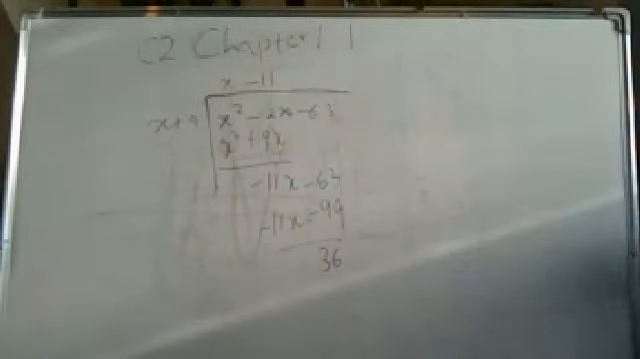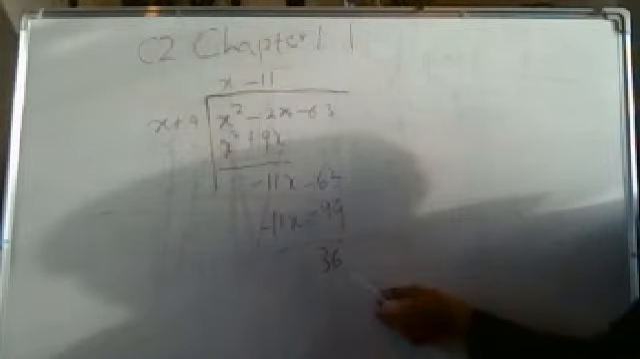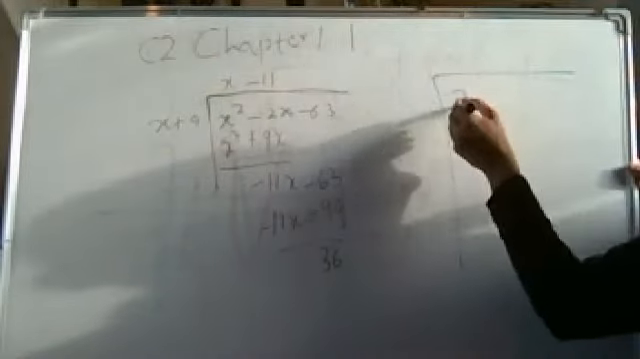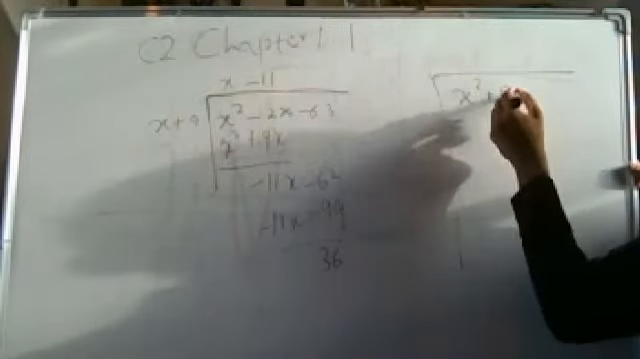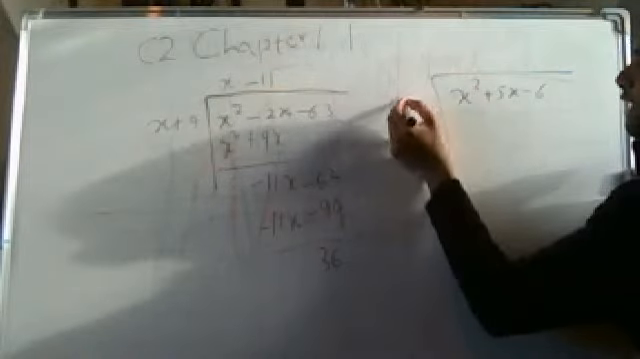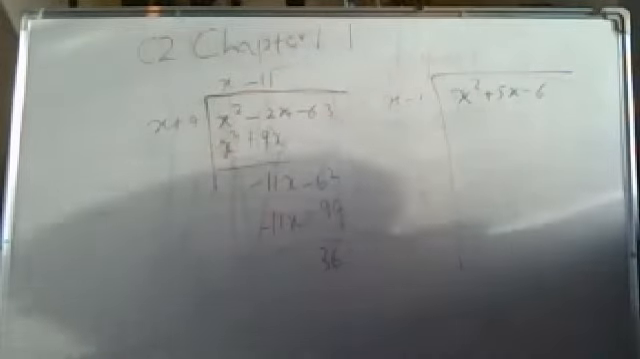I'll show you another example where there is no remainder, where it will divide perfectly. All it is, we're going to get a 0 at the end here. So let's just do a question. Let's say we have x squared plus 5x minus 6, and let's divide this by x minus 1.